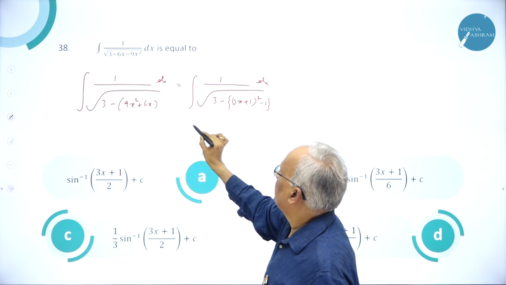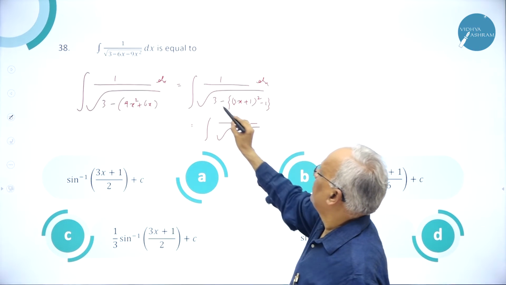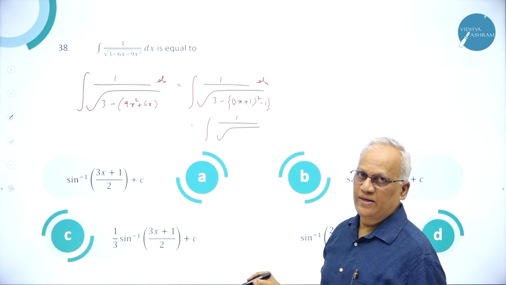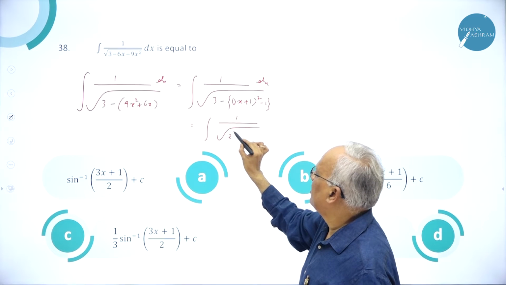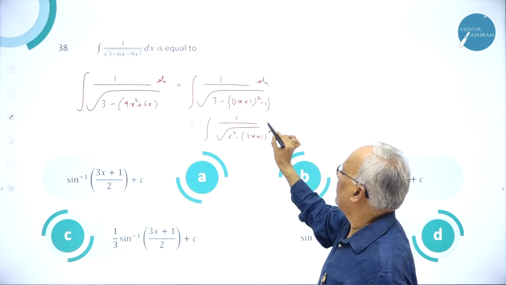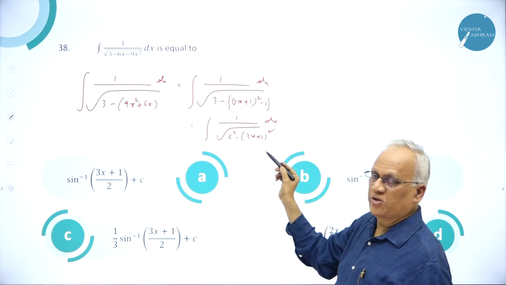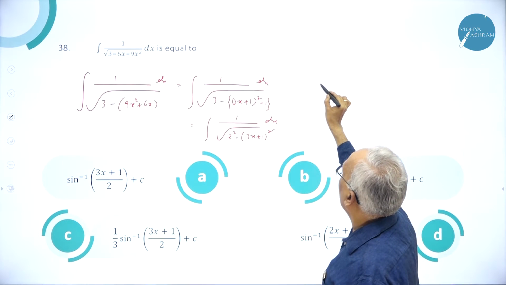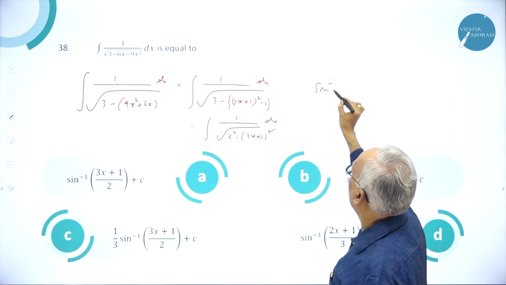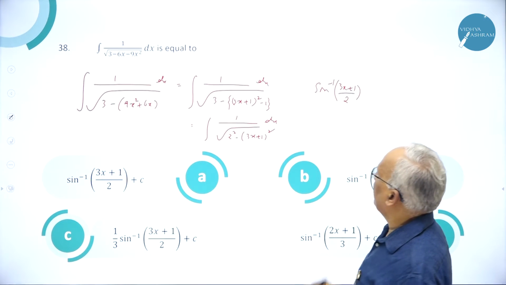Which is equal to integral 1 over square root of 4 minus... 4 is nothing but 2 squared minus (3x plus 1) whole squared into dx again, which is in the form 1 over root of a squared minus x squared. So for this, the answer is sine inverse of (3x plus 1) divided by 2, sine inverse x by a.